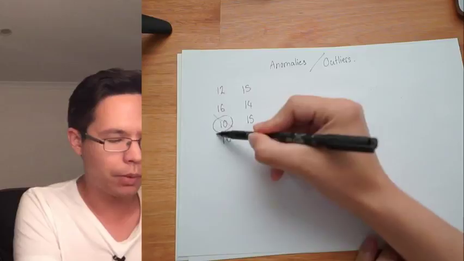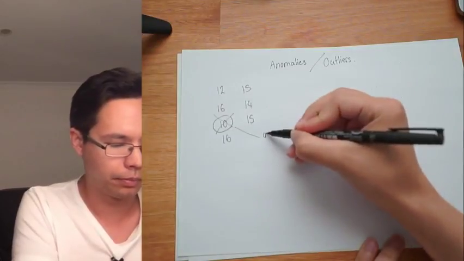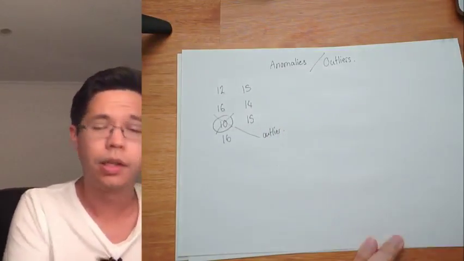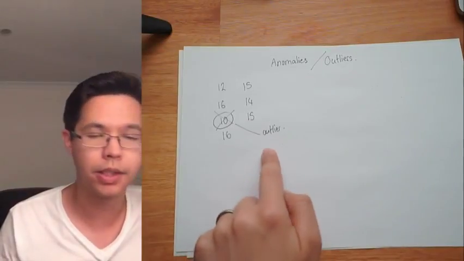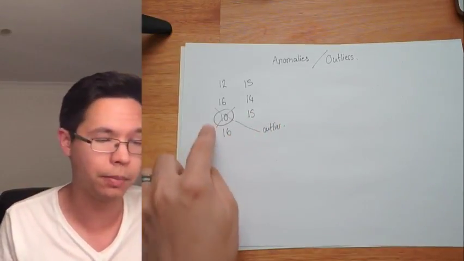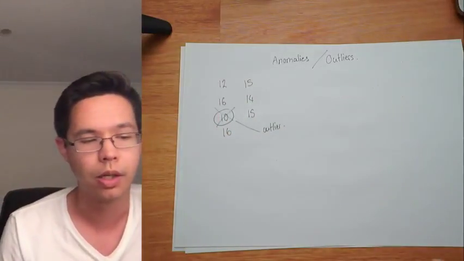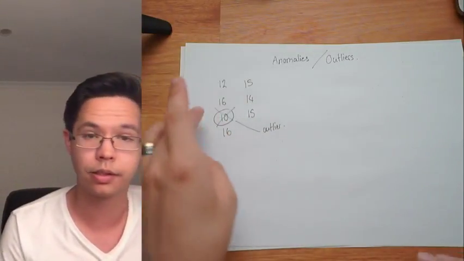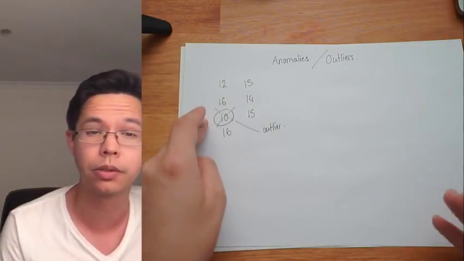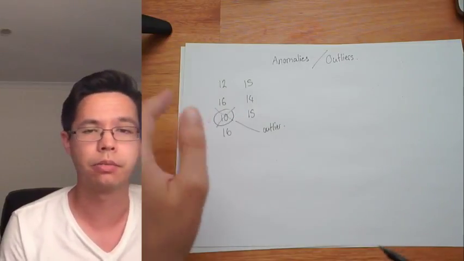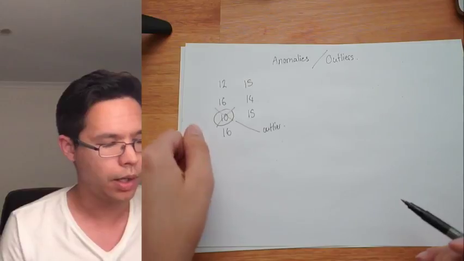So this one here I would call an outlier. And when you have outliers or anomalies, the thing you do with them is you point them out. Usually you cross them out, or you highlight them and make a note somewhere in your report that this has been identified as not belonging. It seems odd compared to the rest of the grouping. And what do you do from there?